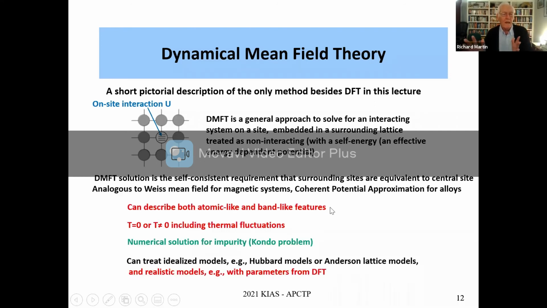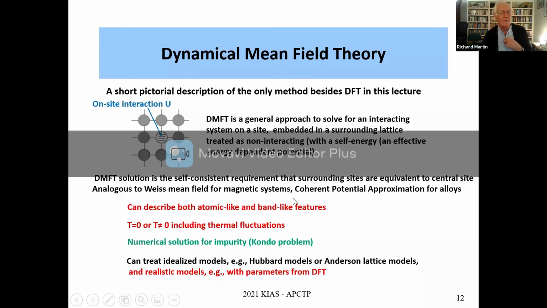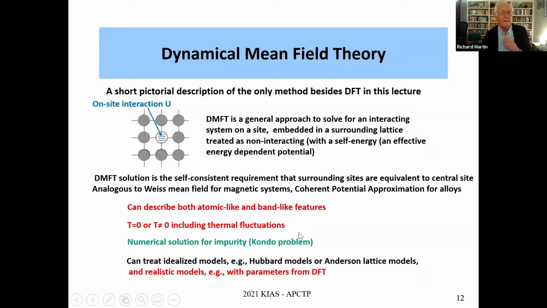So this is a way that you can describe both atomic-like and band-like features. You can describe this Kondo-like problem. You can treat it still approximately, because there are no exact solutions for the real lattice problem, but you can make this dynamical mean field theory approach to the lattice problem. You can treat thermal fluctuations.